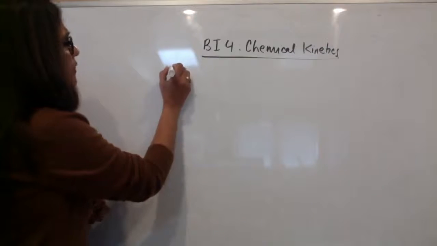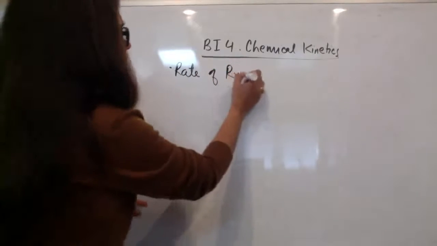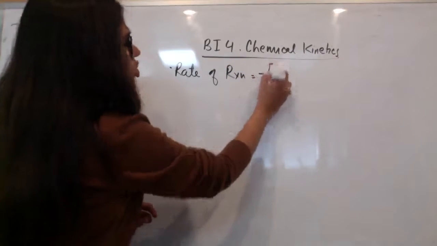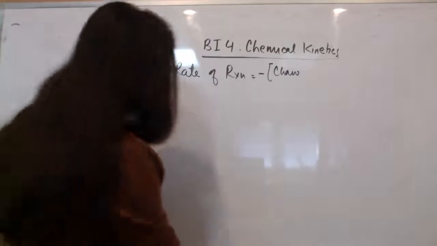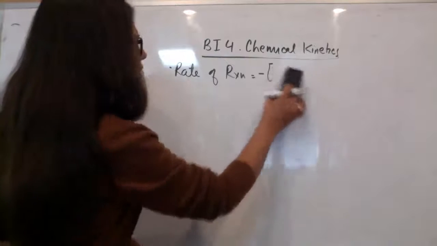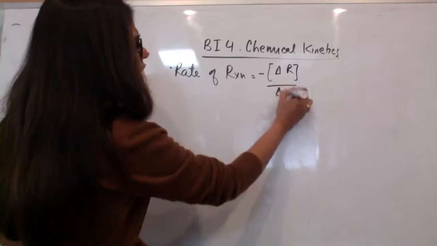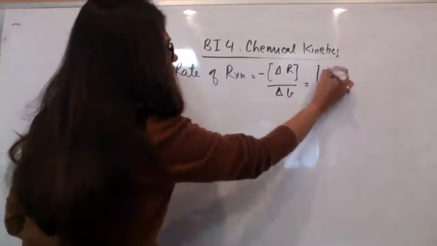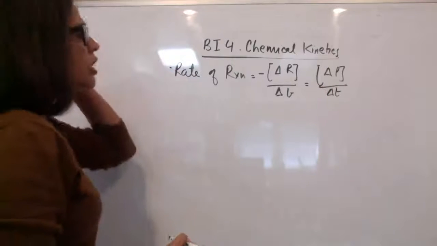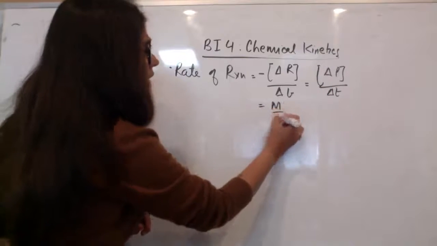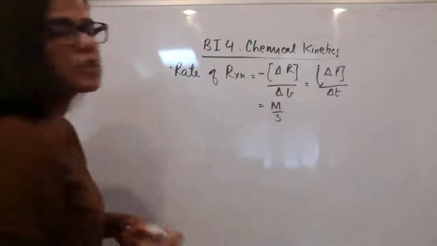So one concept that we learned was rate. Rate of reaction, Rxn for reaction, is defined as change in concentration of, I'm going to use delta, so change in concentration of reactant with change in time, or change in concentration of product with change in time. And note that the units of rate are molarity per second or molarity per minute or hour, whatever the time units are, and molarity is moles per liter.